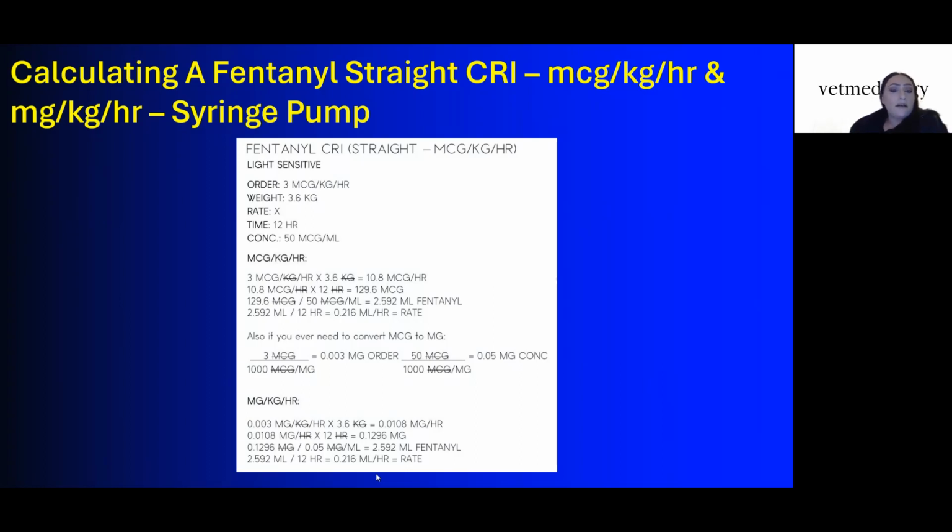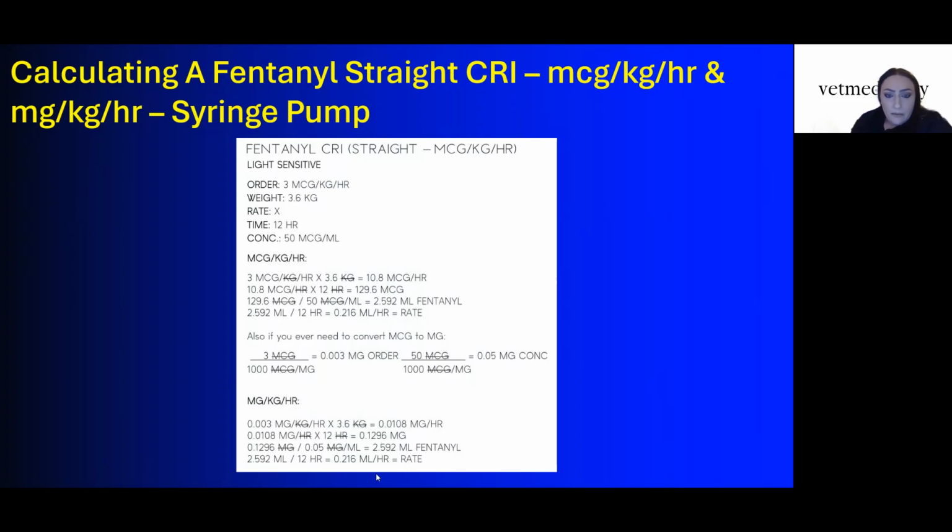So to calculate it in mics per kg per hour, 3 mics per kg per hour times 3.6 kgs equals 10.8 mics an hour. 10.8 mics an hour times 12 hours equals 129.6 mics. 129.6 mics divided by 50 mics per mil equals 2.592 mils fentanyl. 2.592 mils divided by 12 hours gives us a rate of 0.216 mils an hour. And if you need to convert micrograms to milligrams, that's shown.